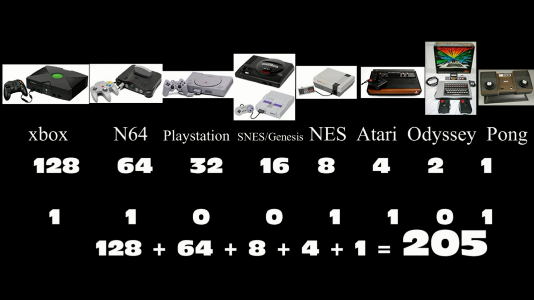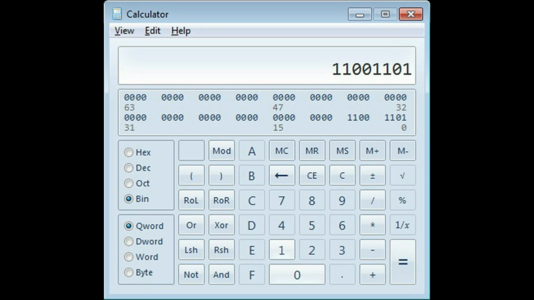And so to check our work, just to see if this is accurate or not, let's open up our calculator. And this time have it on binary. And notice you'll have zeros and ones. Everything else is grayed out. Type in 11001101. Click on decimal, and it converts to 205.